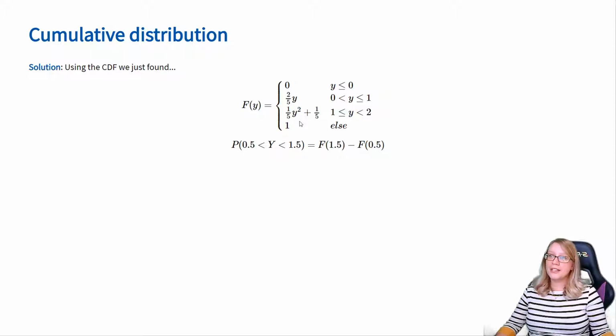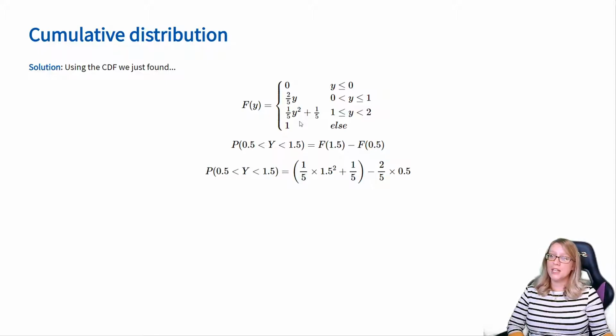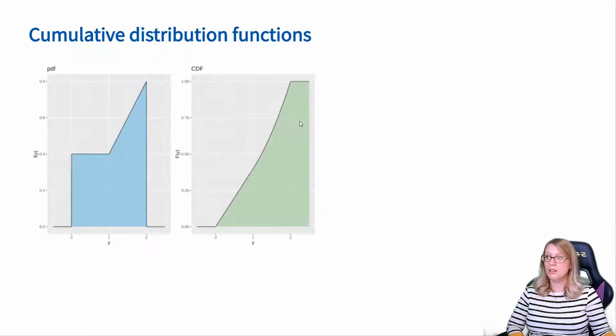So using the CDF, and here we have simplified things just a little bit with that 1 to 2 piece, we can find the probability that 0.5 is less than y is less than 1.5 by taking the CDF evaluated at 1.5 minus the CDF evaluated at 0.5. So we get 1/5 times 1.5 squared plus 1/5 minus 2/5 times 0.5. So our CDF tells us that the probability within that range is 0.45.